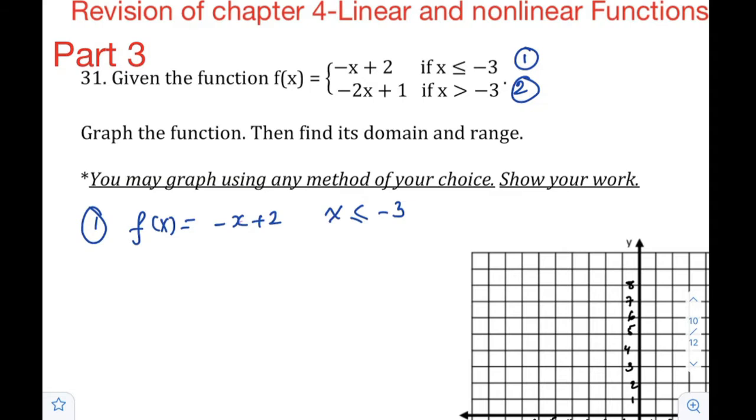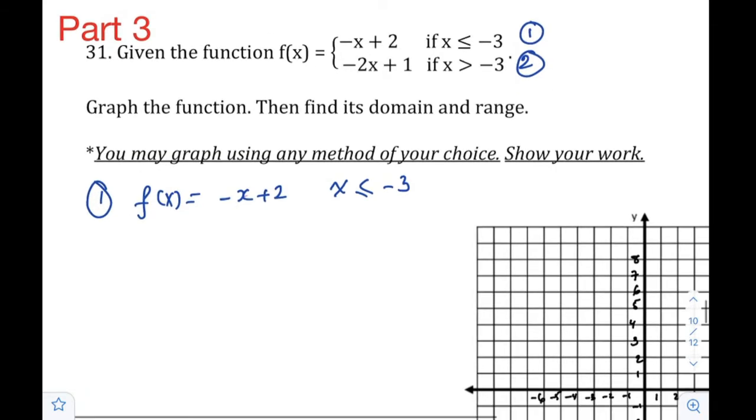So I will generate my table. My table will start with x equal to minus 3, and the coming x should be less than or equal to minus 3. So I will take minus 4 or minus 5 or minus 6, whatever. But I should start with this point, and this point will be a closed circle since it includes the equal sign. It is with the function.